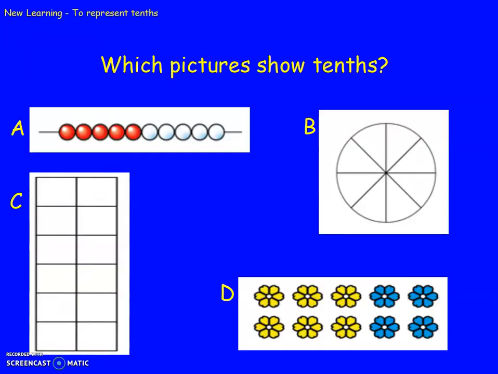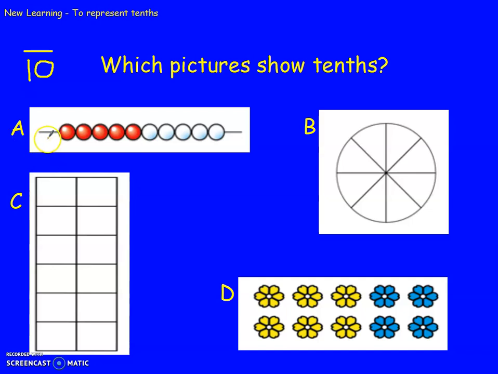So we're carrying on our work on fractions this morning, and the new learning today is to represent tenths. So tenths of a fraction would look like this. The denominator would be 10, and there will be a different number on top for the numerator. So have a look at these pictures and have a little think if you can work out which ones you could show tenths on. So we can show tenths on all the ones that have 10 possible spaces to be coloured in.